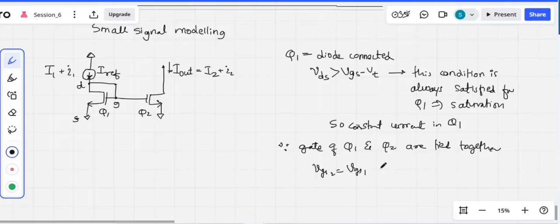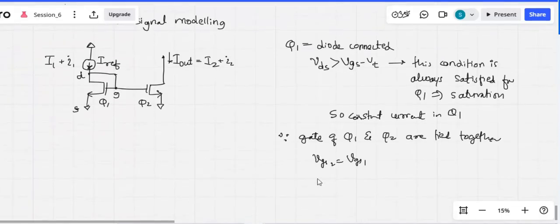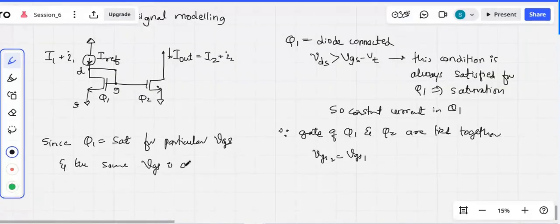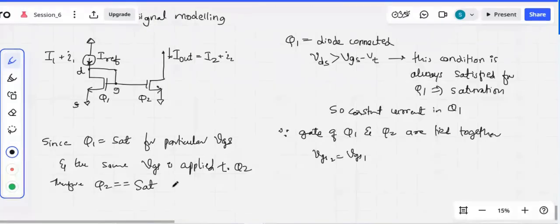And because for a particular value of VGS, Q1 is in saturation, and the same VGS is applied to Q2, Q2 will also be in saturation, and hence a constant current would be replicated in the I out of Q2. So whatever my reference current is, let's say 1 microampere, the same 1 microampere current will be replicated in the I out. This particular aspect we'll simulate in the subsequent session.